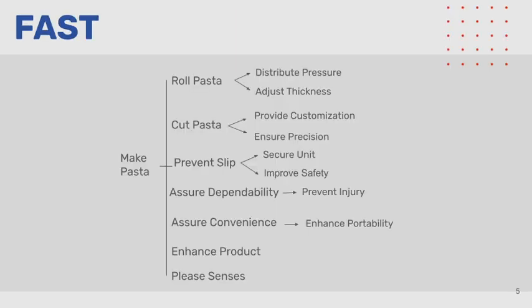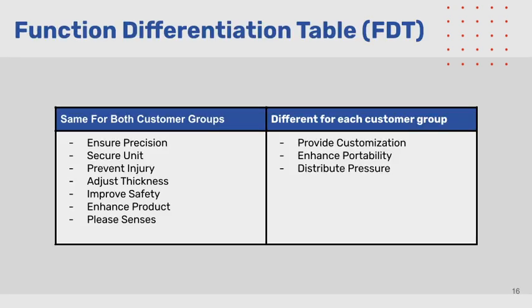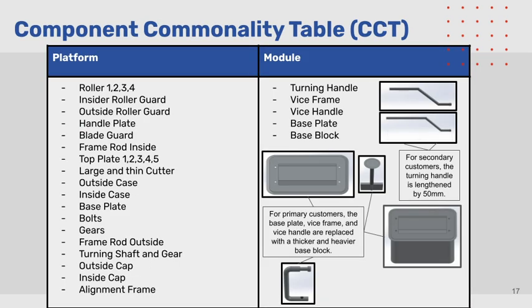Here is our FAST diagram outlining the basic functions and sub-functions of our pasta roller. The main functions are to roll pasta, cut pasta, prevent slip, assure dependability, assure convenience, enhance the product, and please senses. Based on our FAST diagram, we created a function differentiation table. The functions that vary between different customer groups include customization, enhanced portability, and pressure distribution. Here's the component commonality table with the modules that correspond to the varying functions. The turning handle corresponds to the customization function, and the base block and base plate correspond to the enhanced portability.